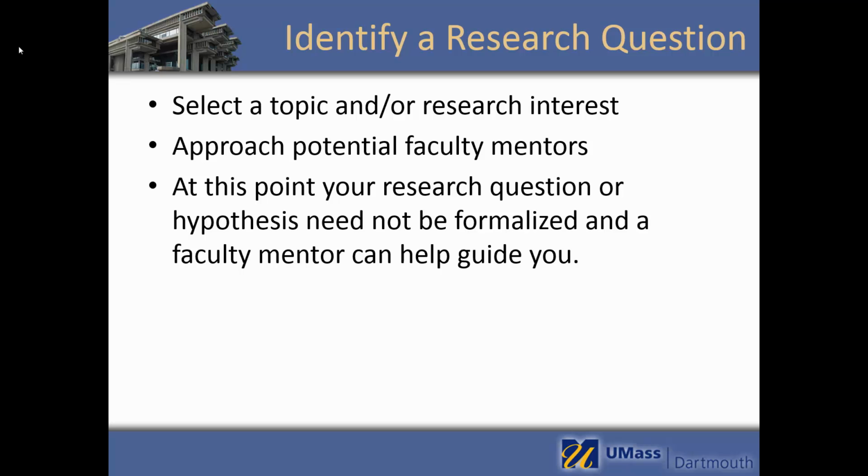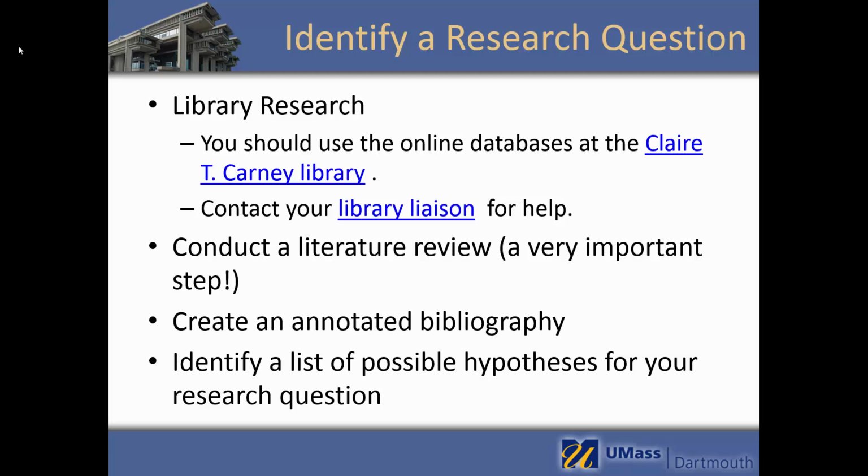At this point, your research question or hypothesis need not be formalized, and a faculty member can help guide you even in the early stages to help refine the research topic in question. Your mentor will advise you throughout the process, but you are responsible for doing the research, collecting, and analyzing the data. Once you have a concise question, you should begin the process of collecting scholarly articles on your topic.